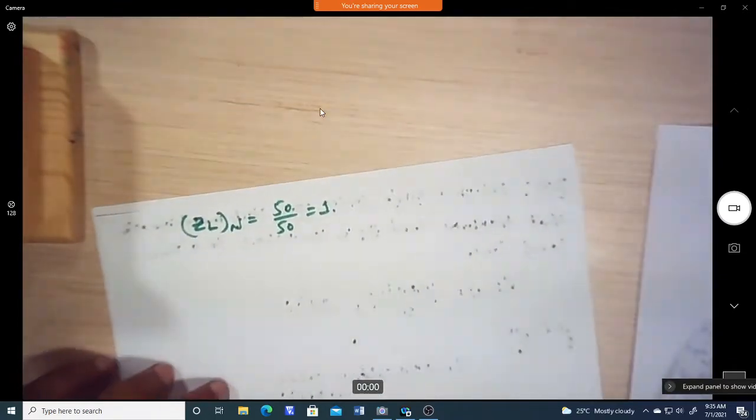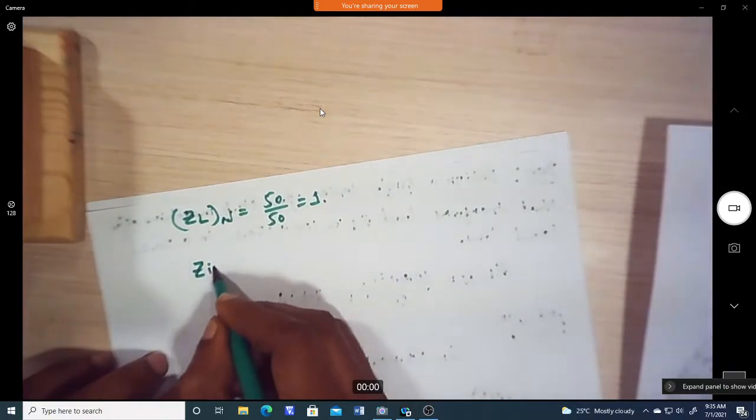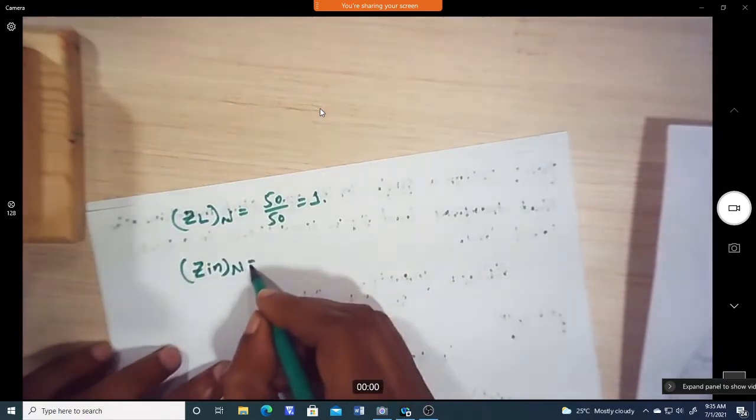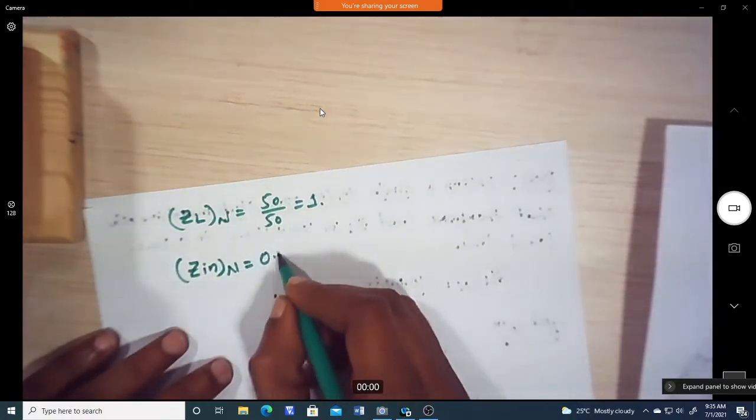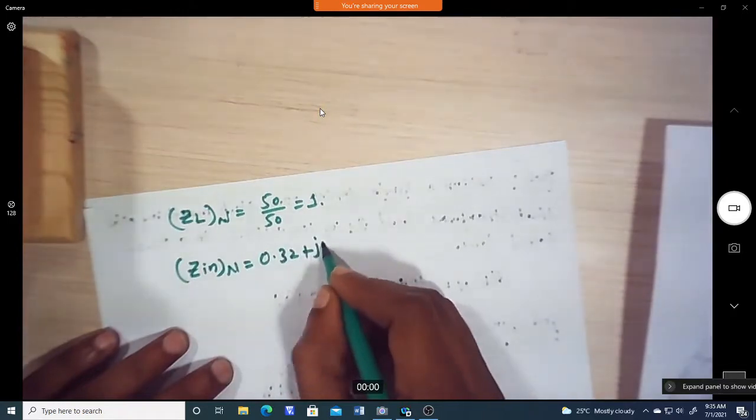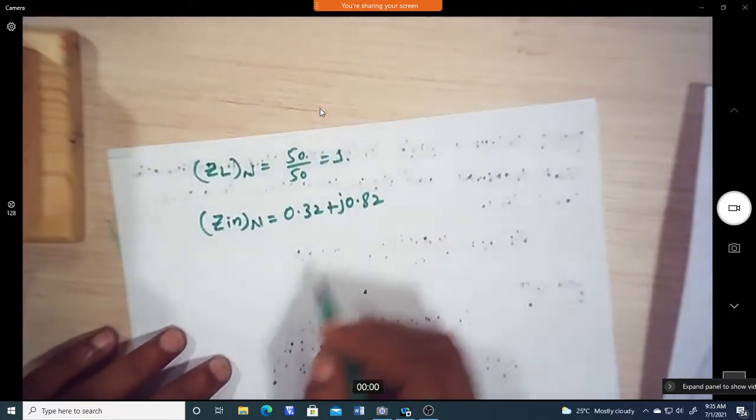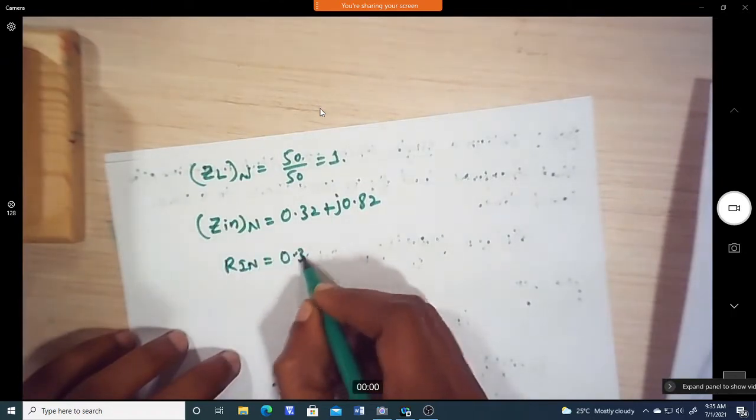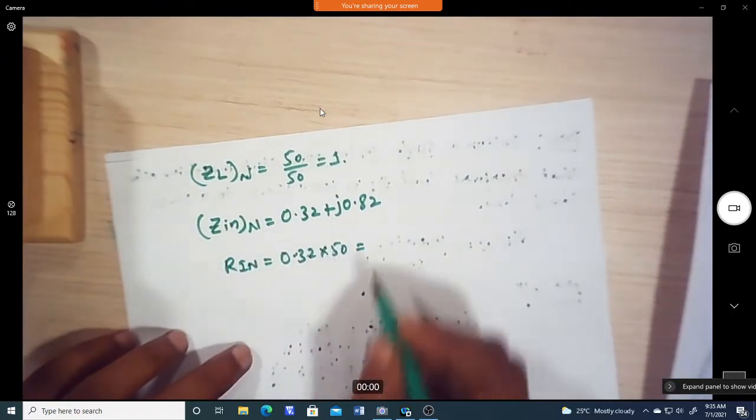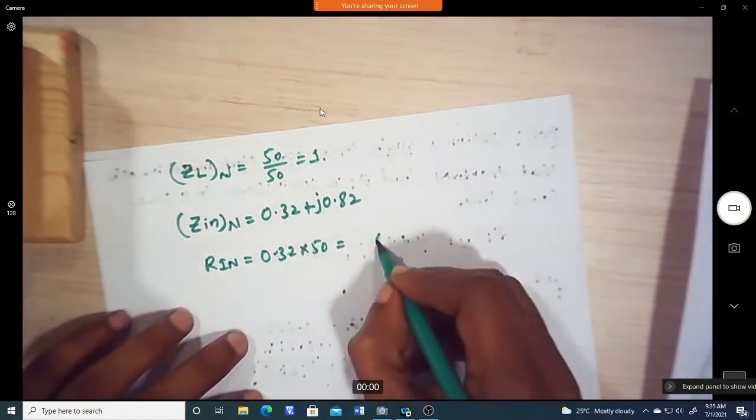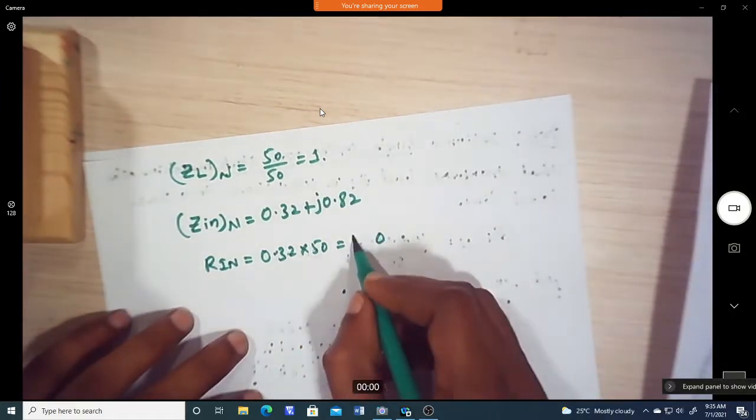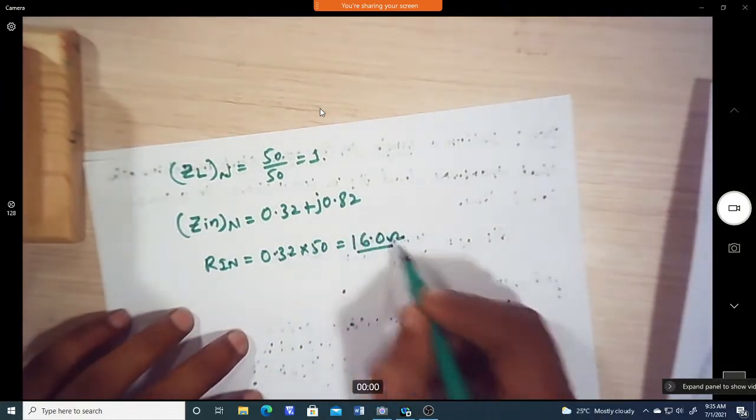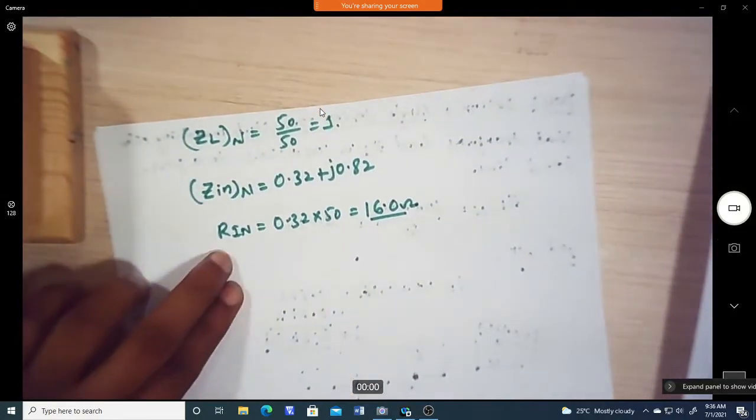We have found the normalized input impedance which is equal to 0.32 plus j 0.82. So now, the R in absolute value which is equal to 0.32 into 50, which is equal to 16 ohm. Okay, so this is what the input impedance, 16 ohm.